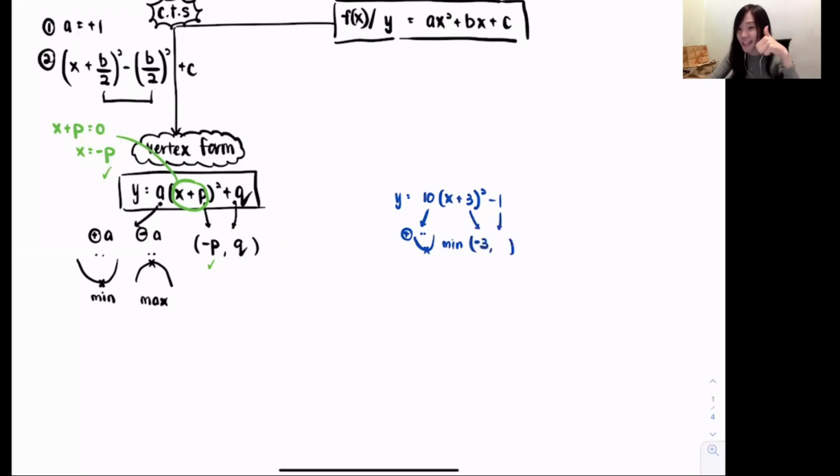Positive becomes negative, negative becomes positive, right? But the back one, no need to put the terbalik. That one is just negative 1. Done. This is the minimum point answer.